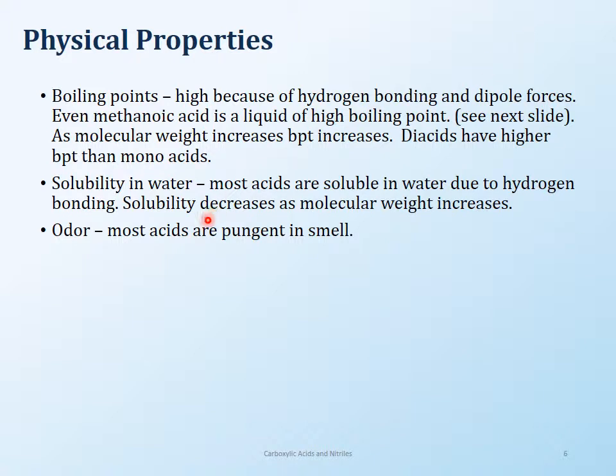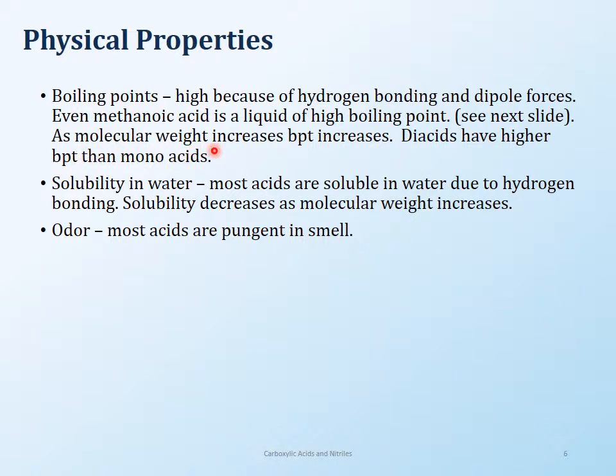The physical properties of carboxylic acids: the boiling points are going to be high because there is hydrogen bonding as well as dipole forces. Okay, so the OH group in there, of course, is responsible for the hydrogen bonding. The 2 oxygens in there, okay, are for the dipole forces, especially the carbonyl oxygen, that is polar. All carboxylic acids are going to be liquids because of that reason. So even methanoic acid is a liquid and it is of high boiling point, all right? And the physical properties are given in the next slide as we'll go over in just a minute.